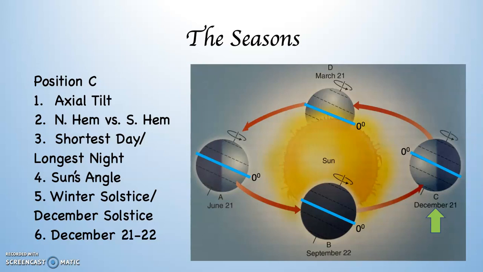So you can see that in the southern hemisphere, position C, the axis of the Earth is tilted toward the sun. More of the southern hemisphere is in daylight than the northern hemisphere. This is the longest day of the year and the shortest night of the year in the southern hemisphere. The sun is at its highest angle in the sky for the year.